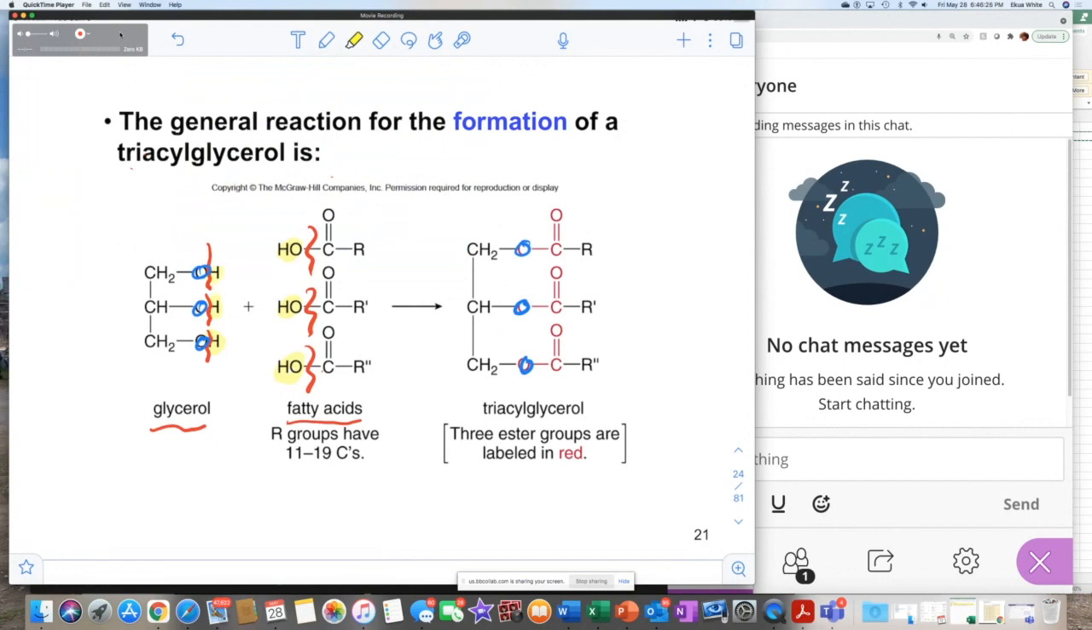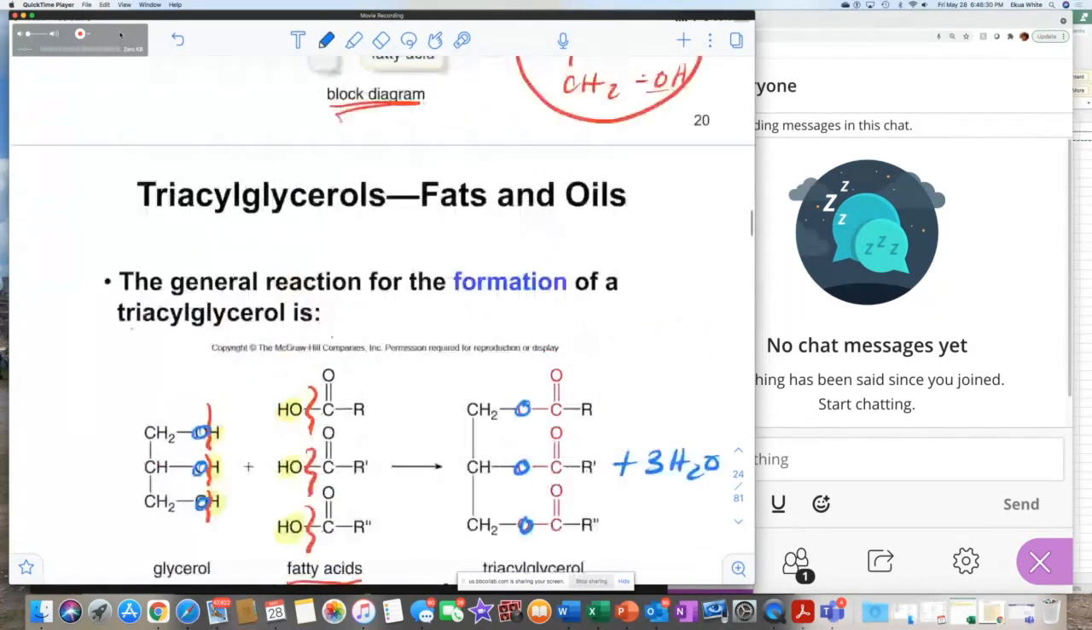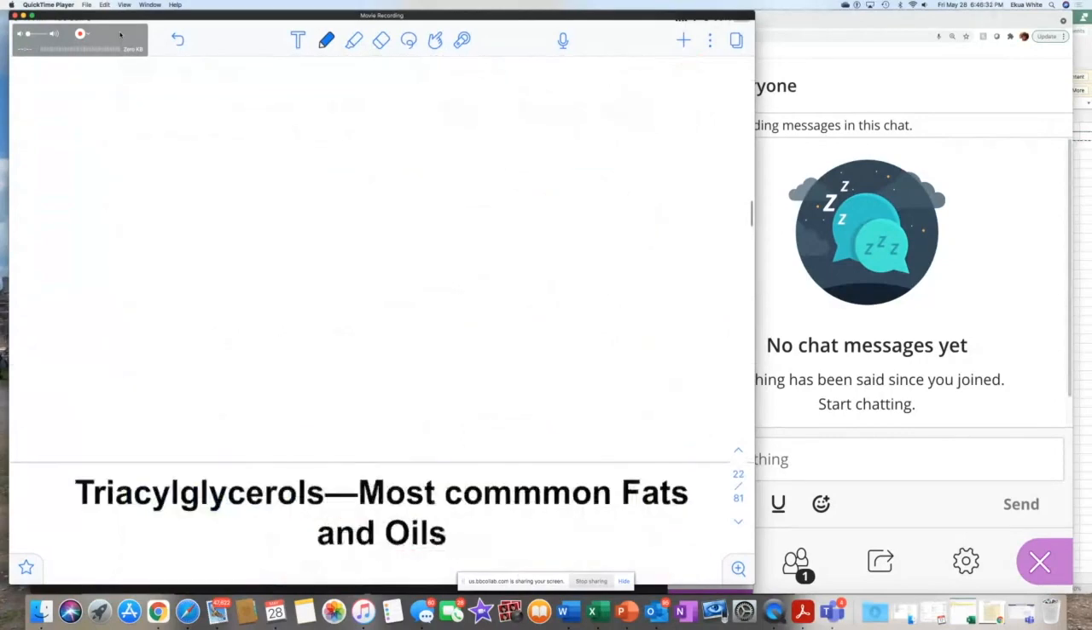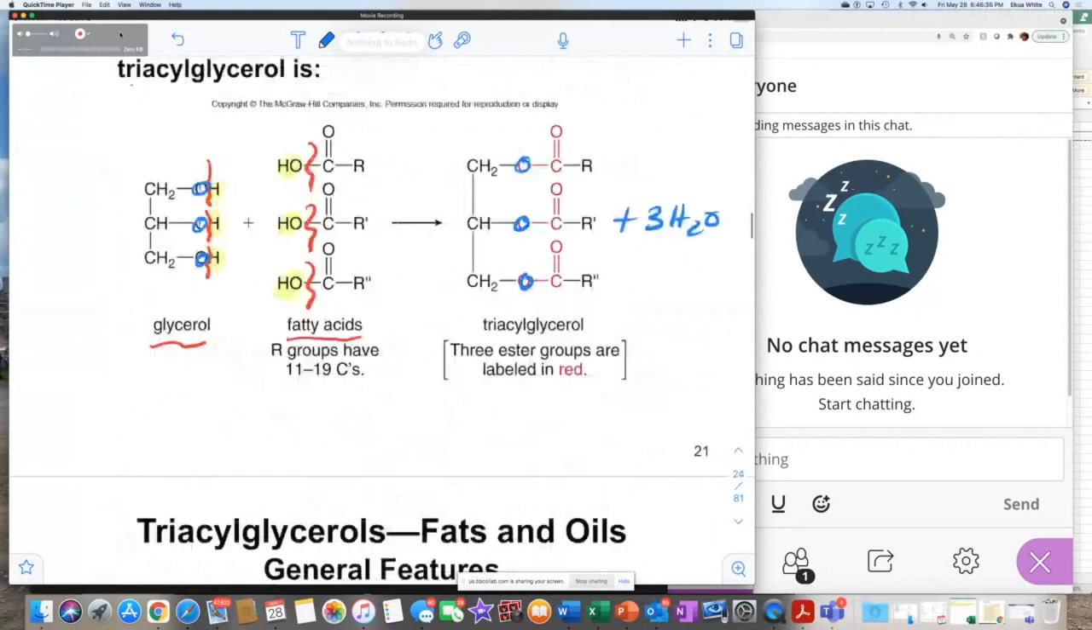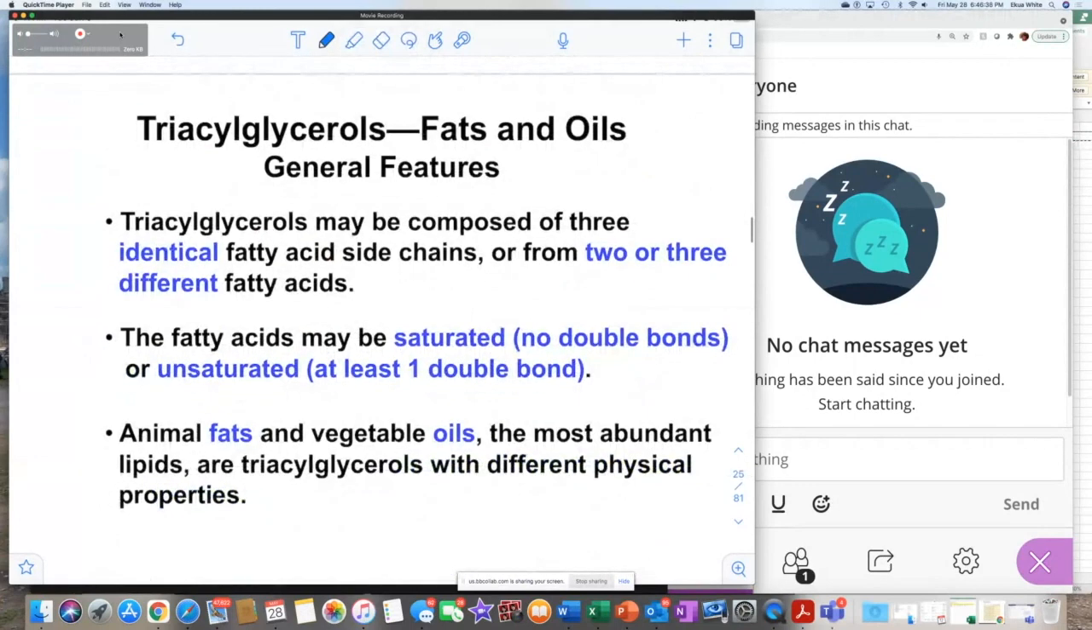How many waters are formed? You have to form three waters, because essentially what we're looking at here is three times the reaction we saw up there. I'm trying to scroll up, but somehow the iPad is not working with me. Okay, let's move on. Triacylglycerols.